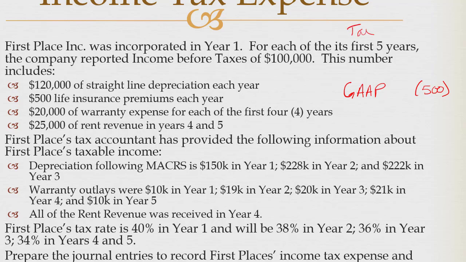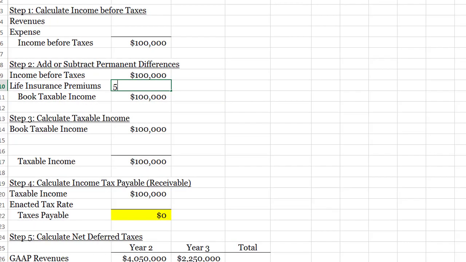For tax, I can't get a deduction for that 500. So the number is 0. So I'm going from a negative 500 to 0. That's a $500 adjustment, and it is positive. So that's what we'll put into our spreadsheet, is a positive 500, because I'm not getting that break.